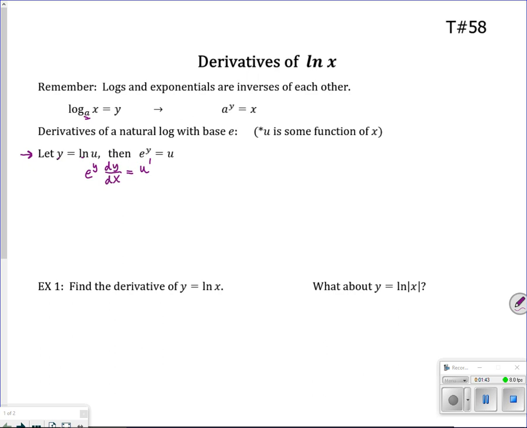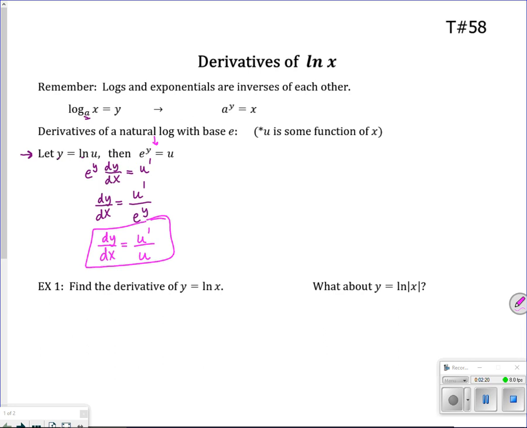And then what am I going to do? I'm going to try to solve for dy dx. So I'm going to divide by e to the y. So I have e to the y. But looking back up at the beginning, notice that e to the y is equal to u. So dy dx, and this is why I like to write it as u prime, because it's easy for me to memorize and say, dy dx is u prime over u. And that's going to be the formula that you're going to memorize for natural logs.